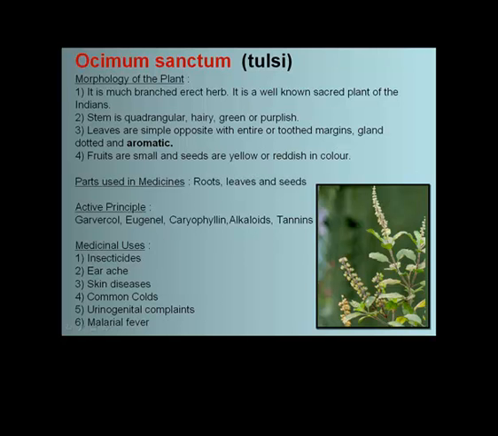Parts used in medicines: roots, leaves and seeds. Active principle: eugenol, caryophyllene, alkaloids and tannins. Medicinal uses: insecticides, earache, skin diseases, common colds, urinogenital complaints and malarial fever.